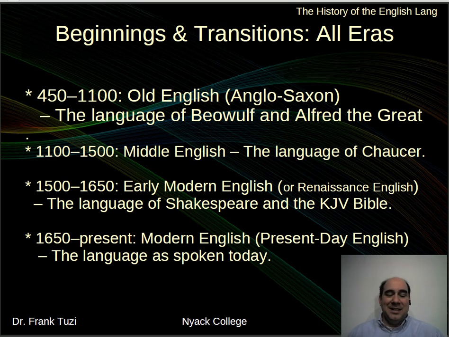Basically. And then from 1650 or the early 1700s to the present is what we would call modern English. Things have become more standardized. Things have become more regimented. And so those are the four basic eras or epochs for English. You'll want to know those at some point in the future.